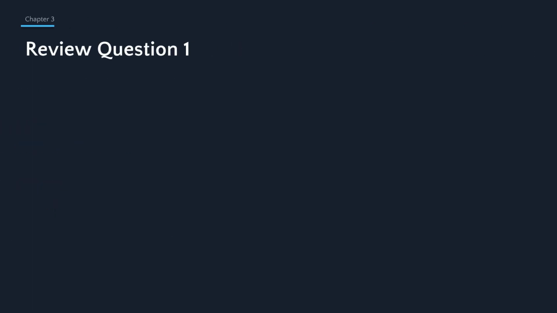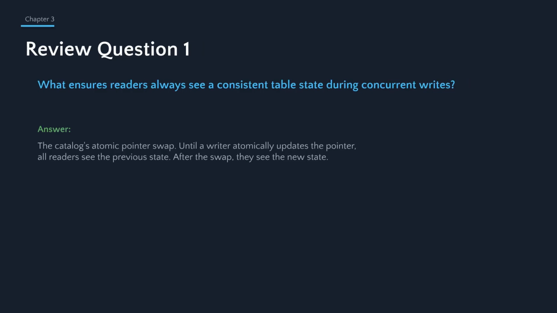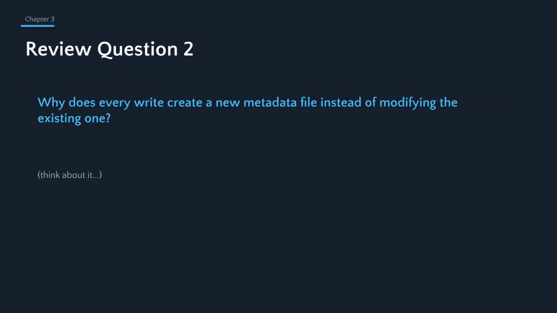Let's test your knowledge. Question 1. What ensures readers always see a consistent table state during concurrent writes? The answer is the catalog's atomic pointer swap. Until a writer atomically updates the catalog pointer from the old metadata file to the new one, all readers see the previous state. After the swap, they see the new state. There's no in-between.